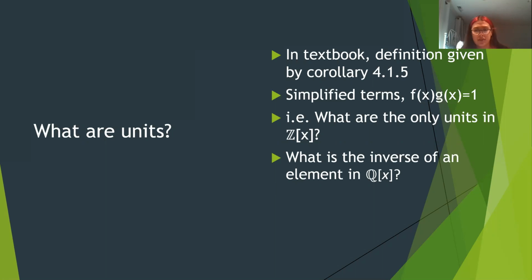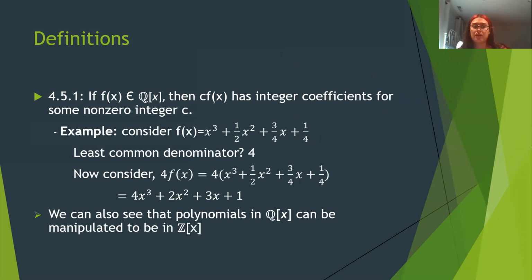Now, what are the only units in Z of x? It's plus or minus 1. And how do you find the inverse of an element in Q of x? Well, it's simply just a reciprocal. So if an element in Q of x is represented by a over b, its reciprocal will be b over a.